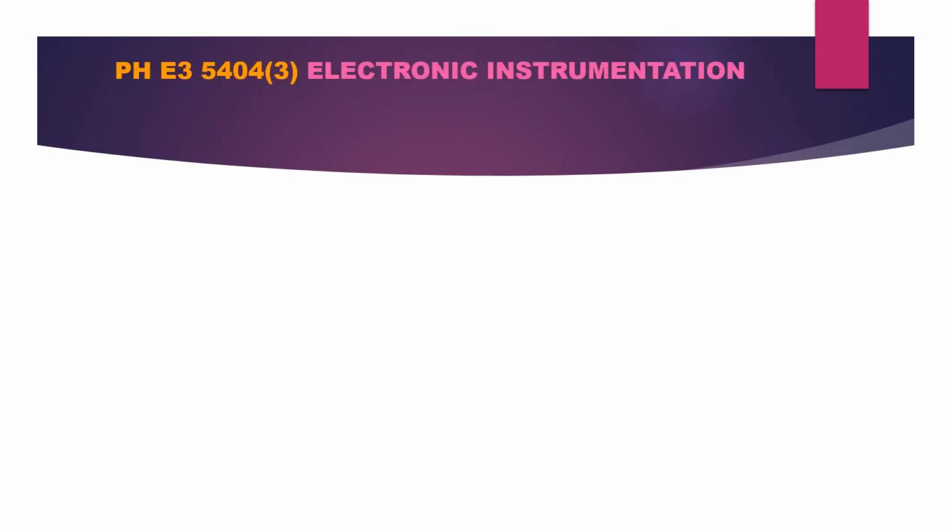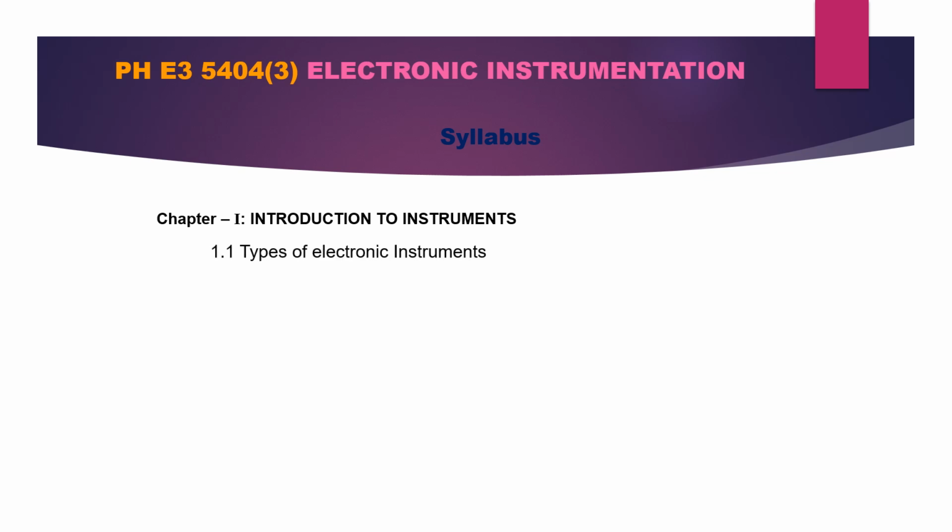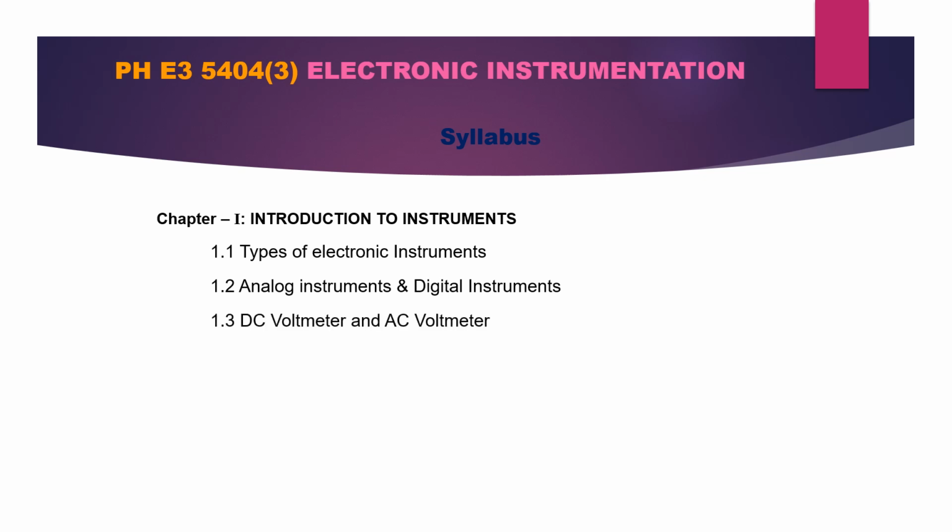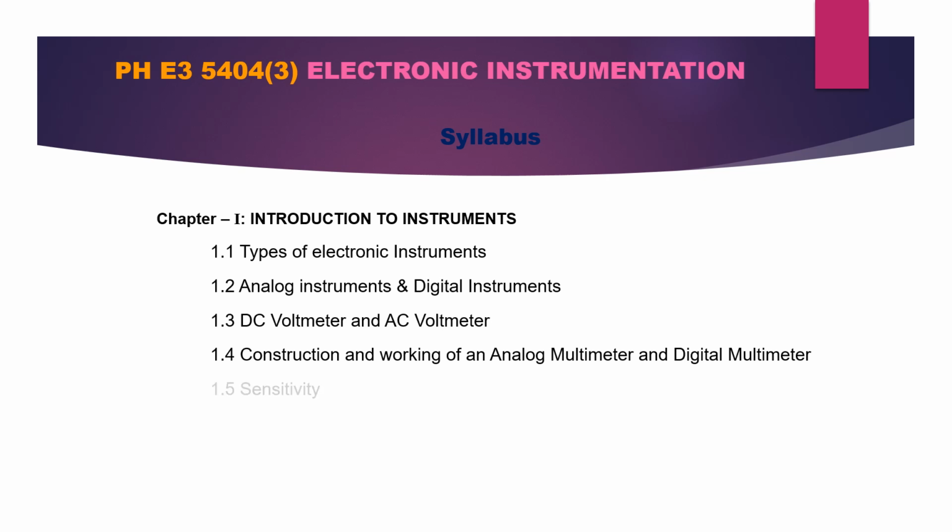Course Electronic Instrumentation. Syllabus. Chapter 1, Introduction to Instruments. Lesson 1, Type of Electronic Instruments. Lesson 2, Analog Instruments and Digital Instruments. Lesson 3, DC voltmeter and AC voltmeter. Lesson 4, Construction and Working of an Analog Multimeter and Digital Multimeter. Lesson 5, Sensitivity. Lesson 6, 3.5 display and 4.5 display digital multimeter.